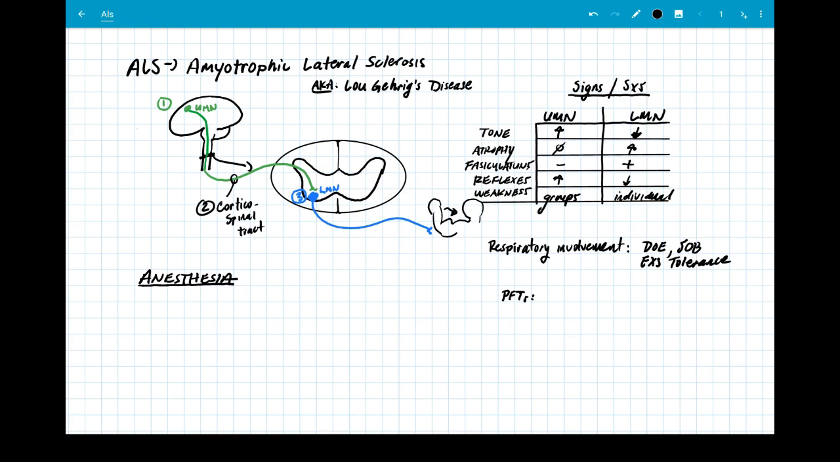With ALS, PFTs can be somewhat helpful in seeing how much the respiratory muscles are involved. One of the signs is that their FVC, or forced vital capacity, will be decreased. And typically it's less than 75% of normal. That will clue you in that they are starting to have some respiratory involvement and may need prolonged mechanical ventilation after the procedure, or also might clue you in that you may not want to do this procedure under moderate sedation.